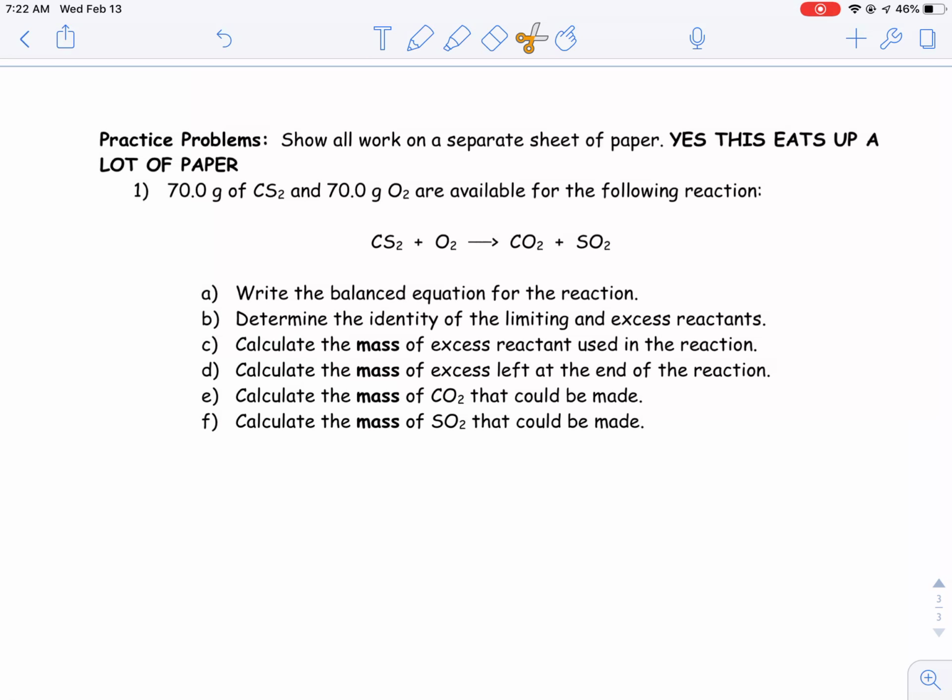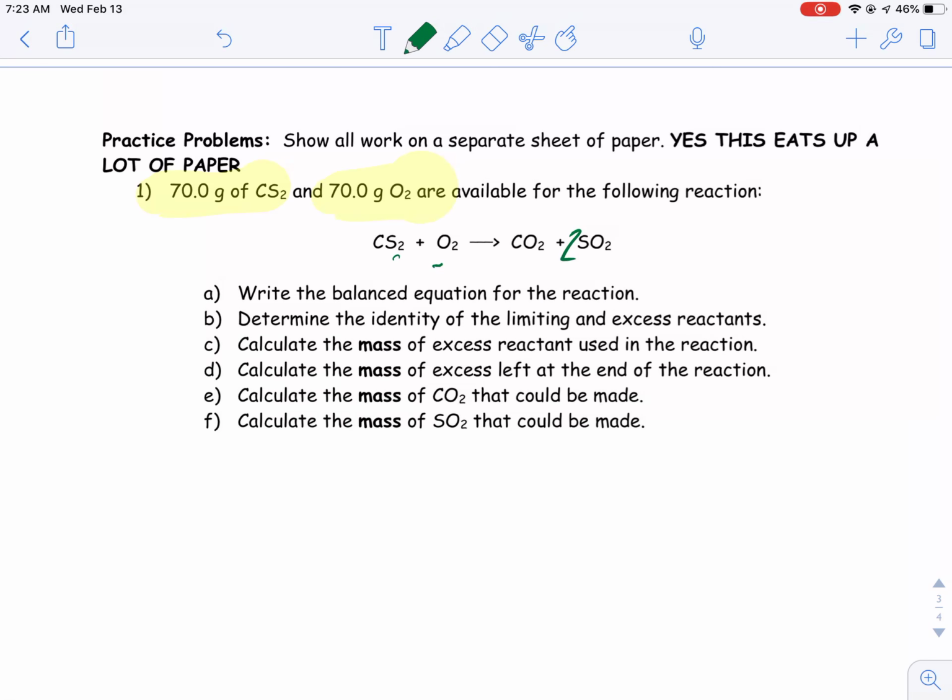All right, so here's an additional one. We're given 70 grams of carbon disulfide and 70 grams of oxygen. First thing we need to do is balance the equation. We have 1 carbon, 1 carbon. We have 2 sulfurs, so we need a 2 there. We have 2 oxygens. We have 2, 4, 6 oxygens, so we need a 3 there.